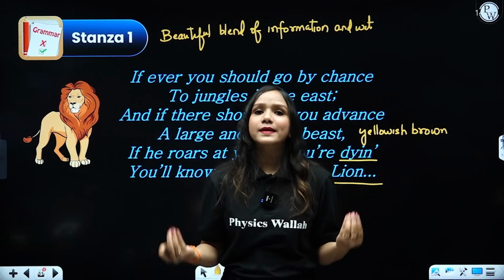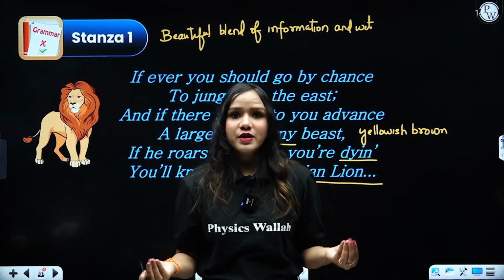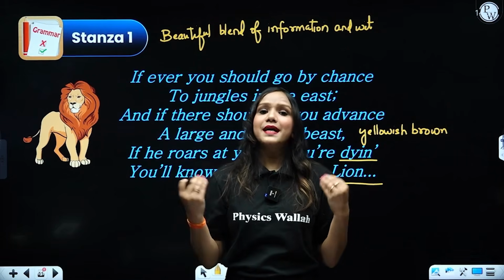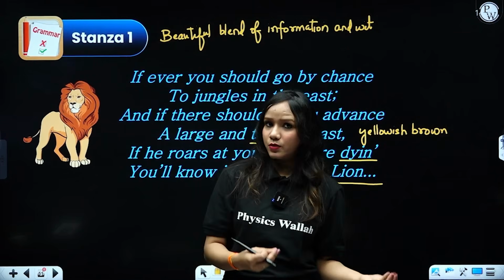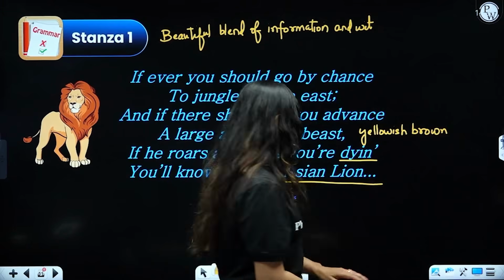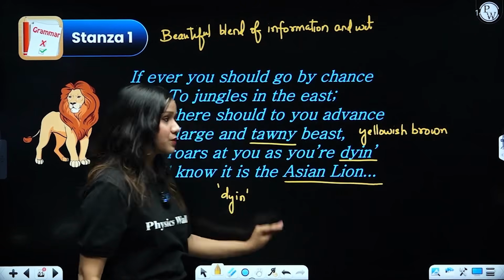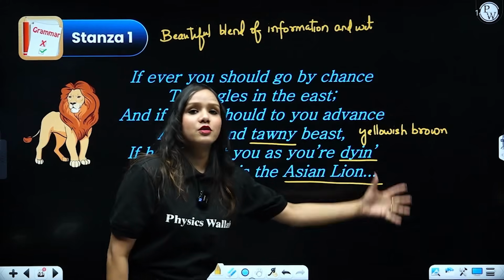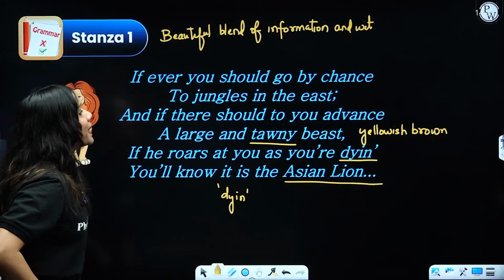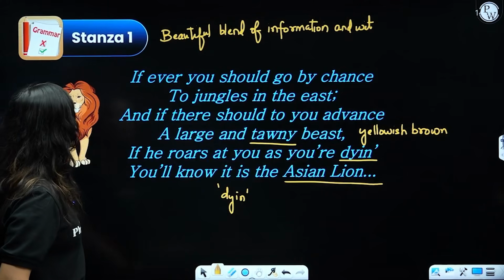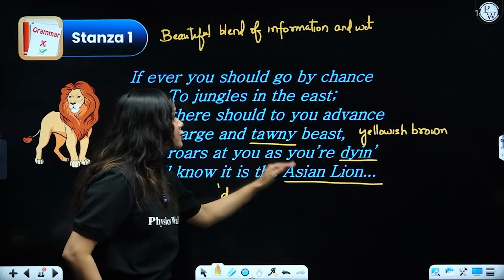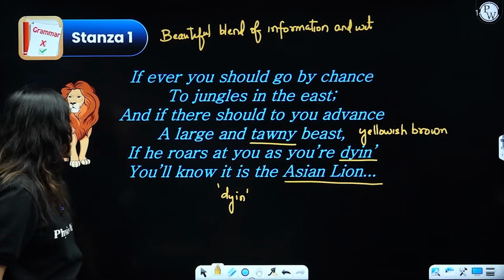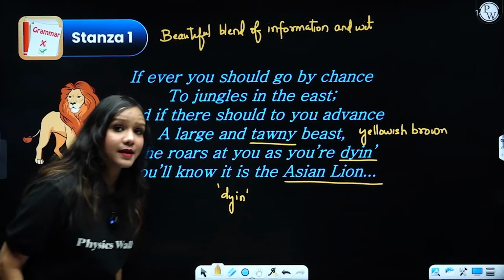We call it poetic license in terms of literature. When a poet uses this device, it means he has changed the spelling of certain words in order to create a rhythmic effect, right? So please remember this. Everybody should know this, right? So if you feel there is any other literary device that can be seen, let's see. Go by chance to jungles in the east, a large and tawny beast. So if he roars at you and you are dying, you'll know it is the Asian lion.